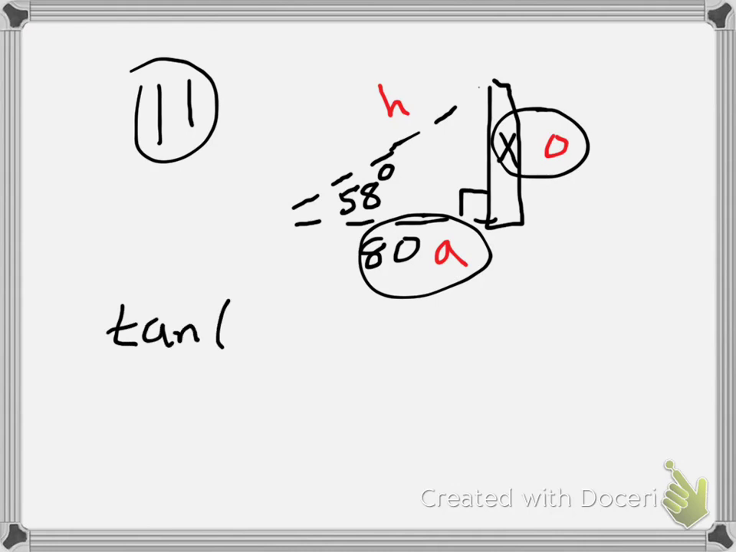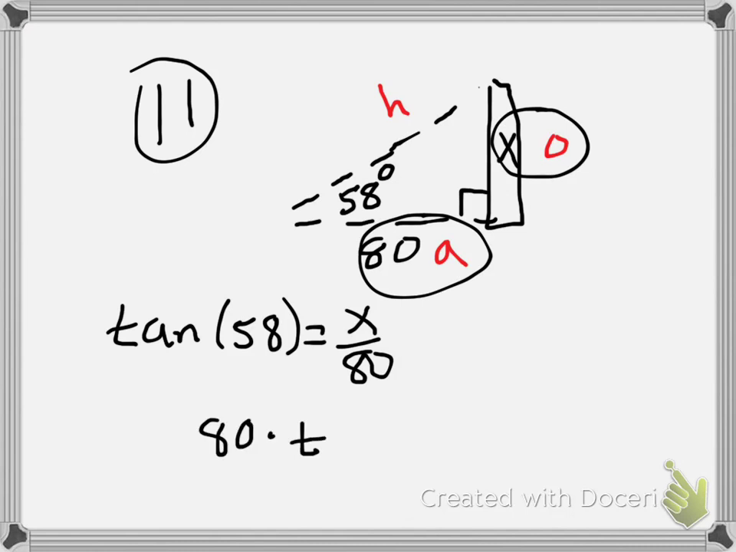So the tangent of 58 is equal to x over 80. Again, x is on the top, so we're going to multiply by 80 to both sides. So 80 times your tangent of 58, which in this case is, again, as long as you're in degree mode, should be 128.03.